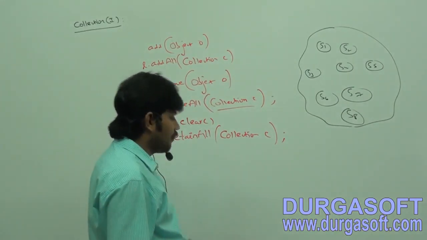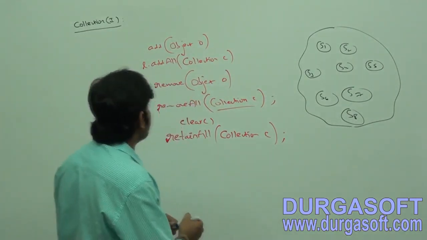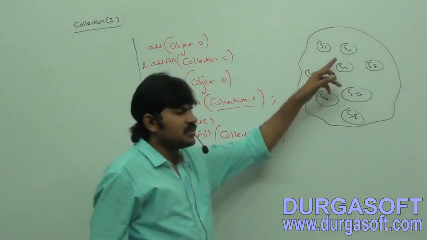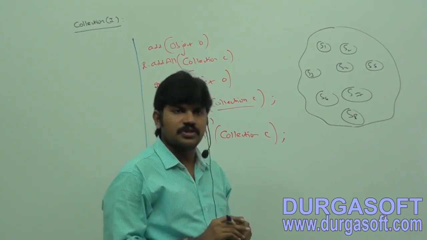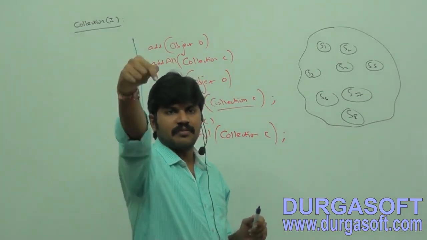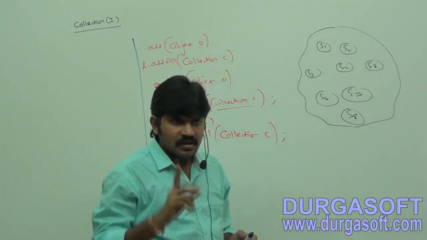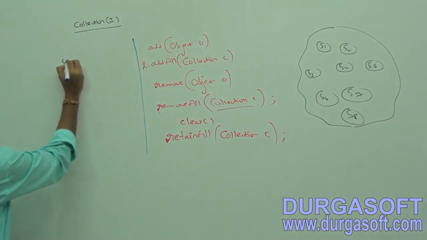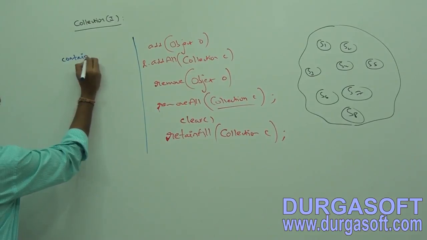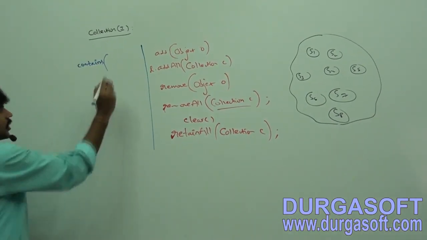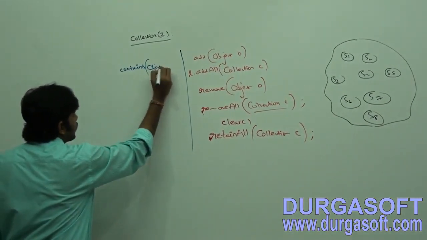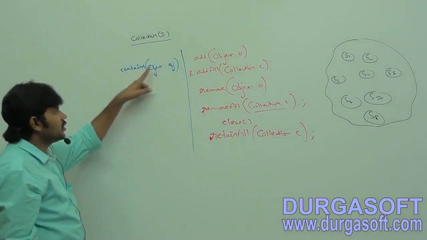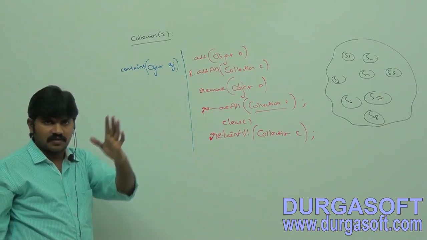This is one set of methods, right? The next method: I want to check whether a particular object is there or not. Sir, can you please check if there is any student named Ravi available in our class or not? Which method do we have to use? Contains. Contains of a particular student object obj. Can you please check whether this particular object is there or not in our class?